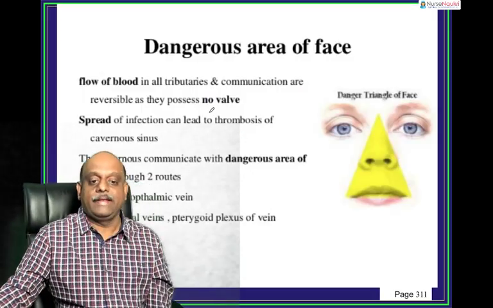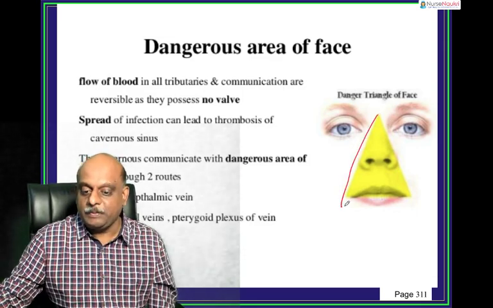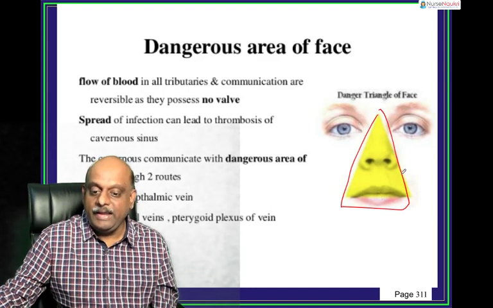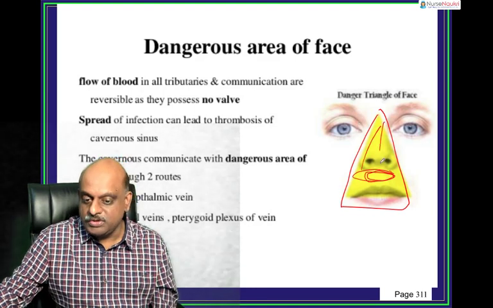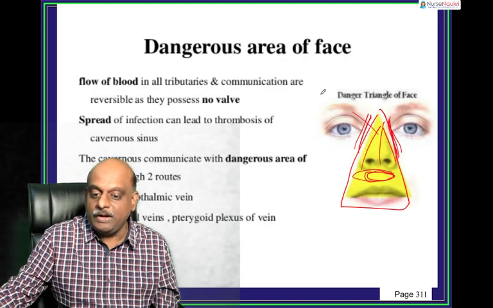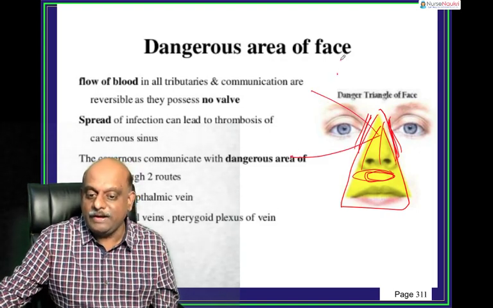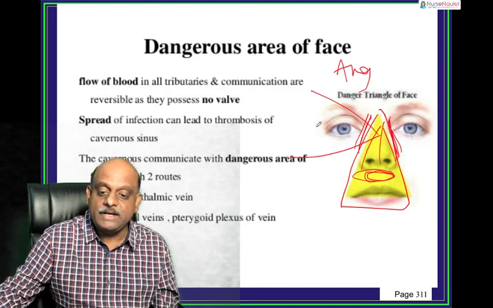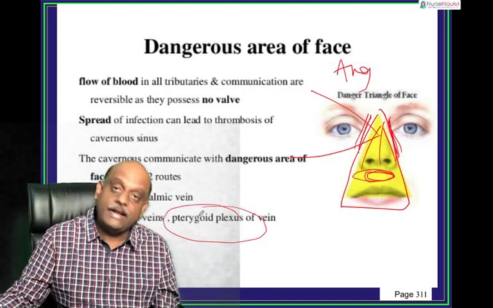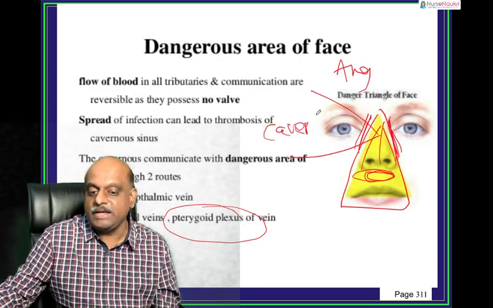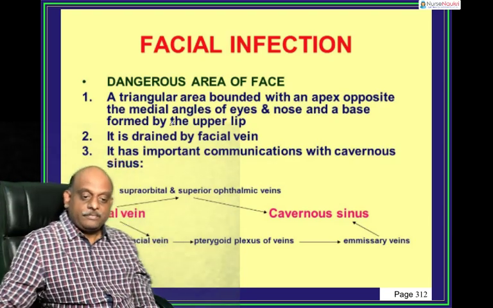So the dangerous area is typically this area: the philtrum, nose, and the angle of the eye. From these areas, through the superior ophthalmic vein, inferior ophthalmic vein, angular vein, and deep facial vein, they reach the pterygoid plexus and ultimately reach the cavernous sinus, is what you need to remember.